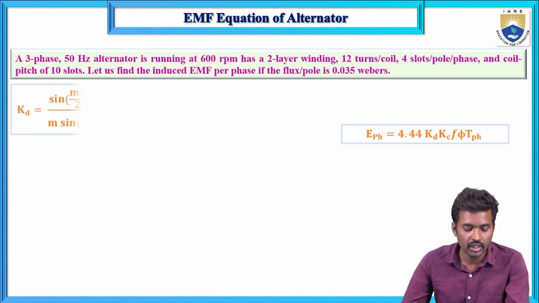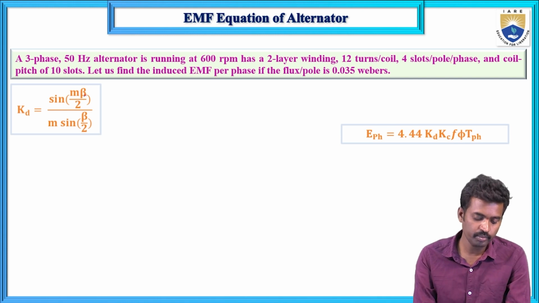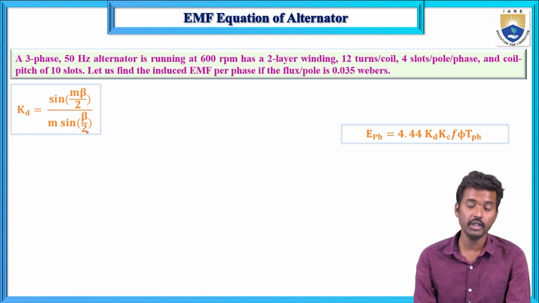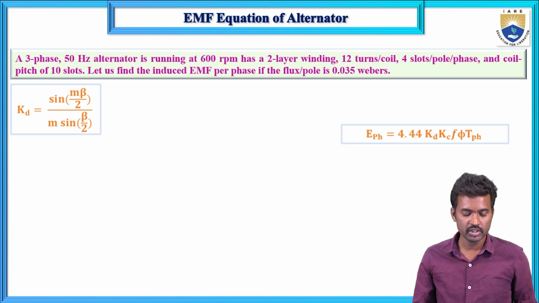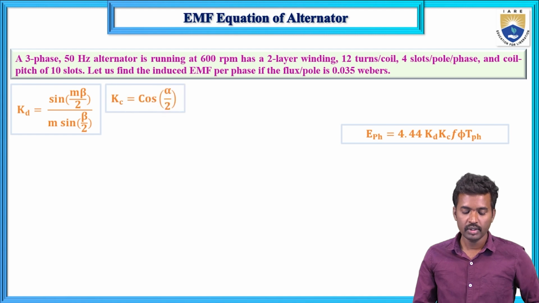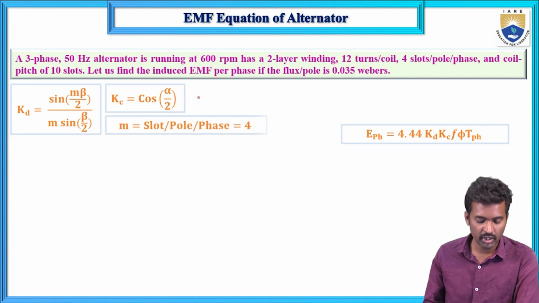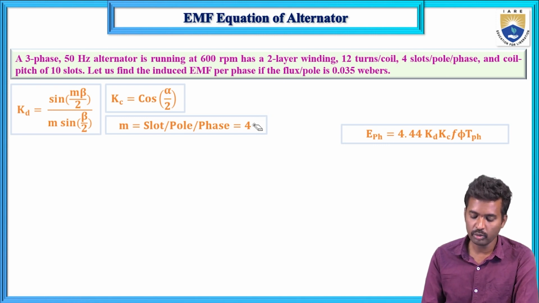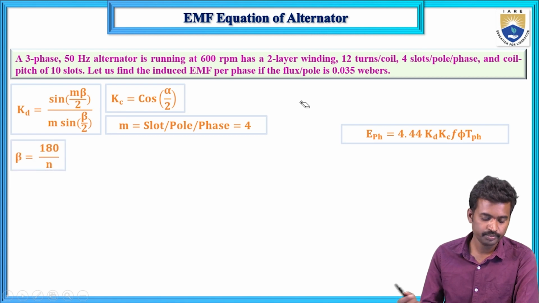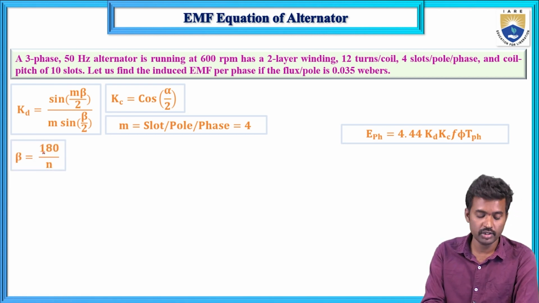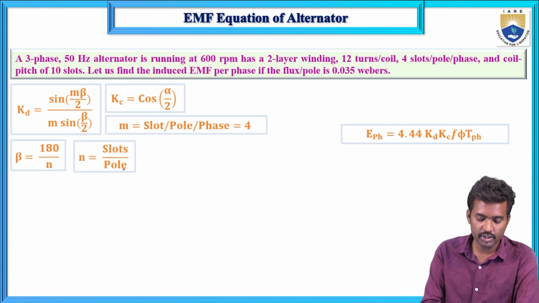So first, Kd equals sine of m beta by 2 divided by m into sine beta by 2. Now here m equals the number of slots per pole per phase, and beta equals 180 by n, where n equals the number of slots per pole. Kc equals cos of alpha by 2. So first, m equals the number of slots per pole per phase, which is 4. And what about beta? Beta equals 180 by n.